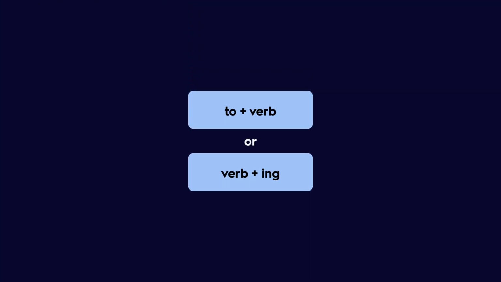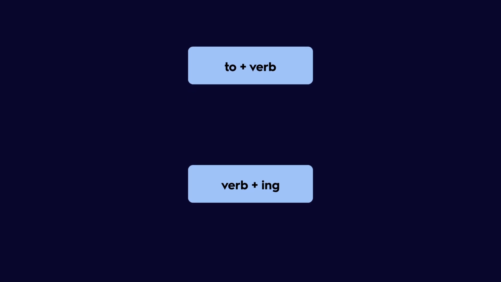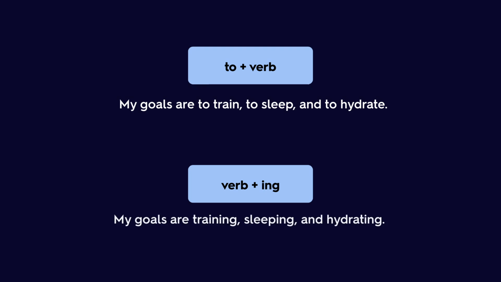In lists, you can choose one pattern and stick with it. You might write, "My goals are to train, to sleep, and to hydrate." Or you can write, "My goals are training, sleeping, and hydrating." Both work as long as every item matches.